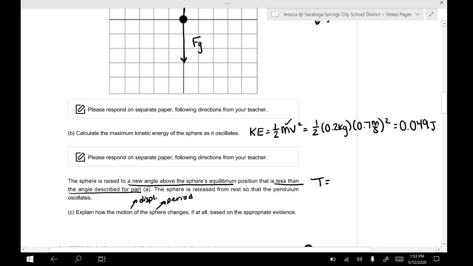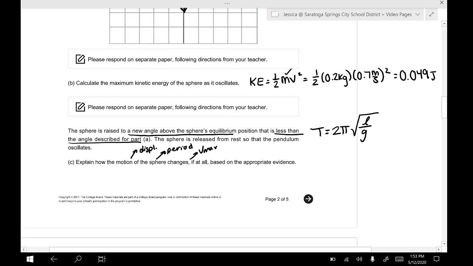That's pretty much all I can think about. Let's talk about maximum speed. All right, so the period of a pendulum is 2 pi square root of length over acceleration due to gravity. Okay, the initial displacement is not anywhere in that equation, so the period is going to remain the same. So I'm going to talk about that first.